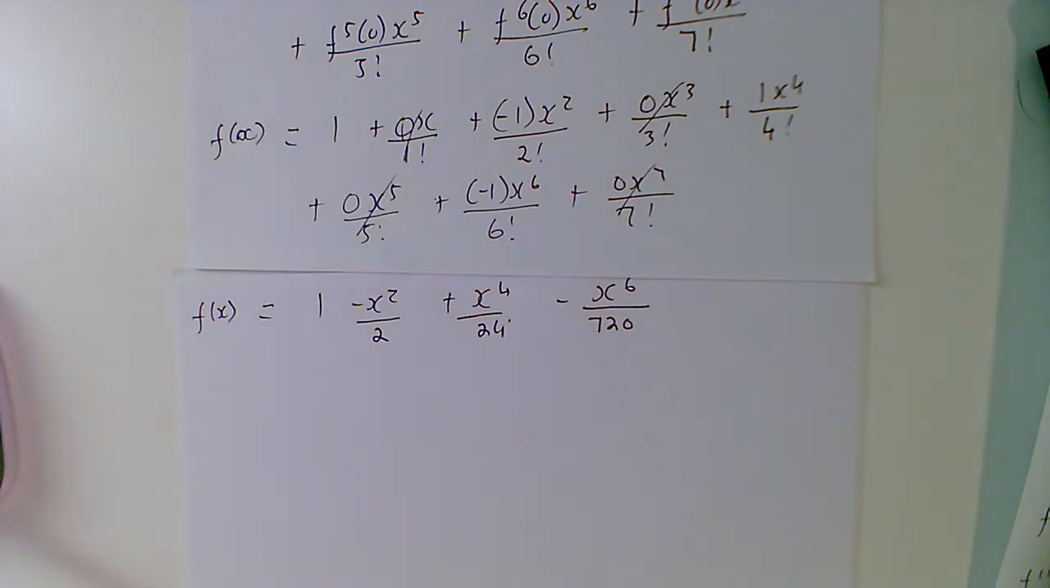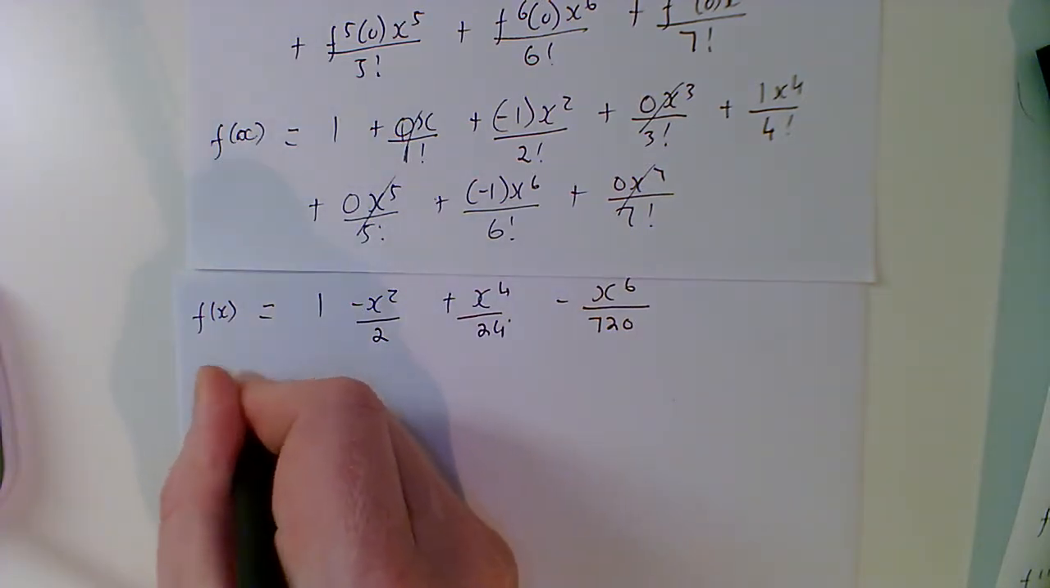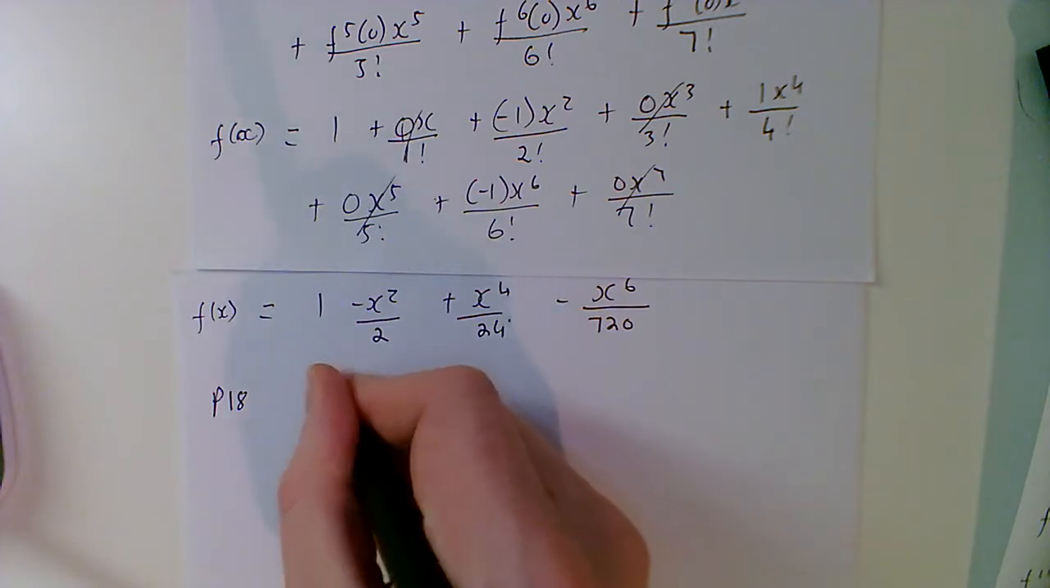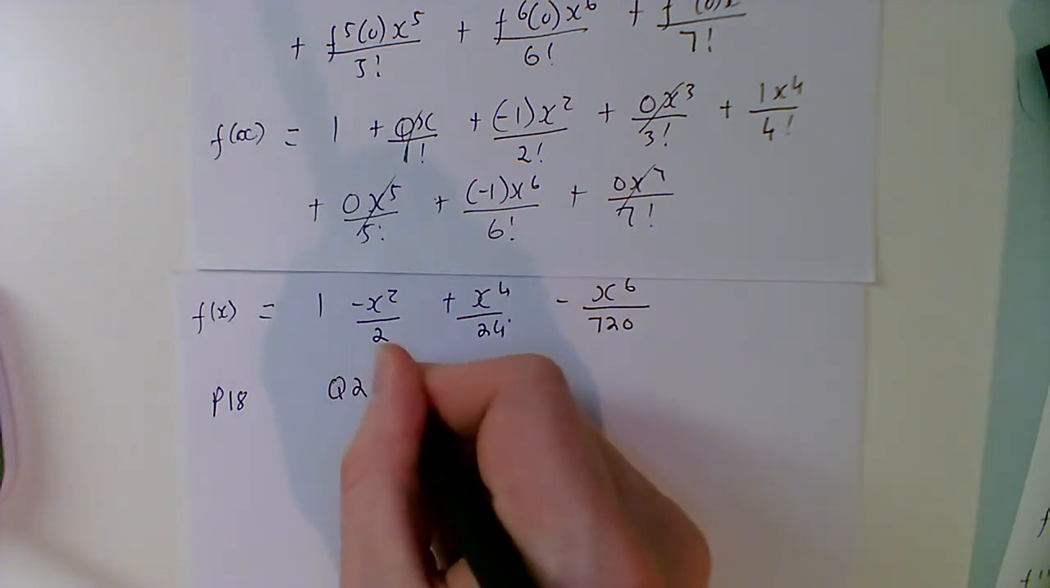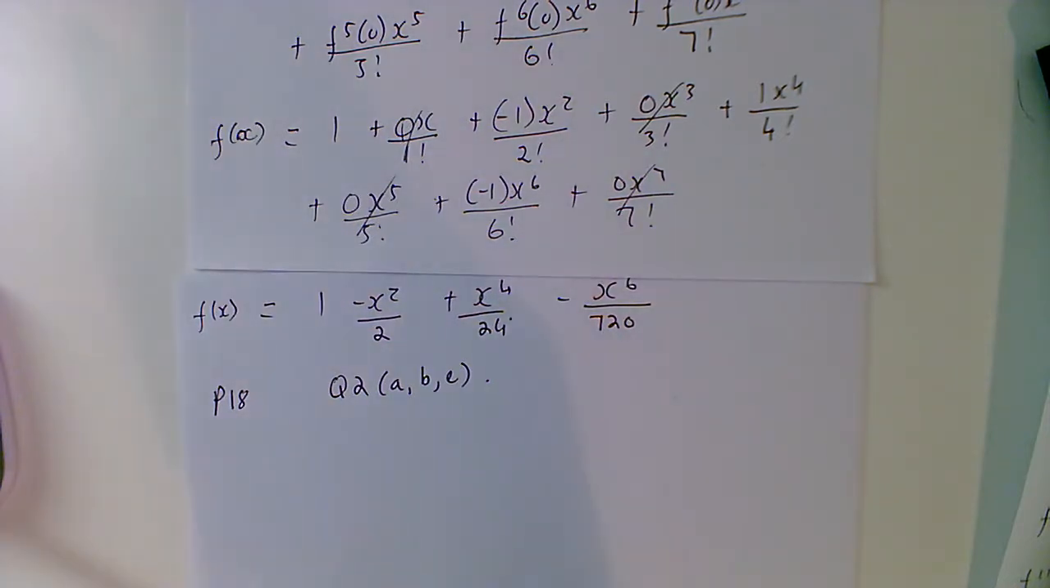Okay, so in the Taylor Maclaurin series booklet, on page 18, you could try questions 2 A, B, and E. And we'll need to put the booklet up in Teams. Remind me to do that. If I haven't done that, please moan at me and get me to do it.